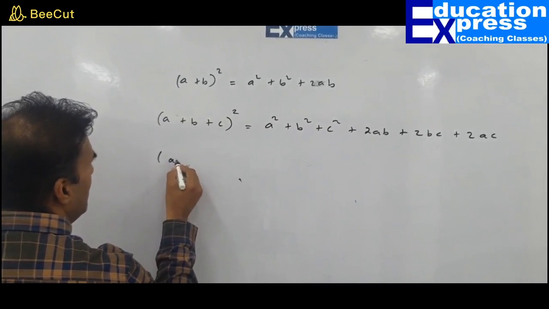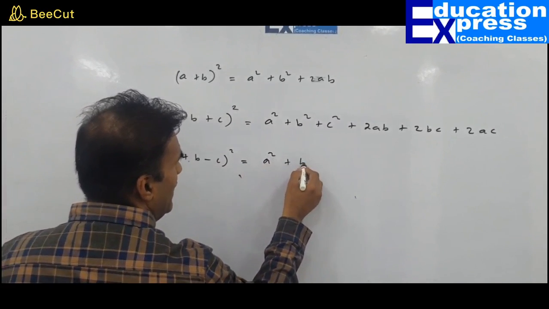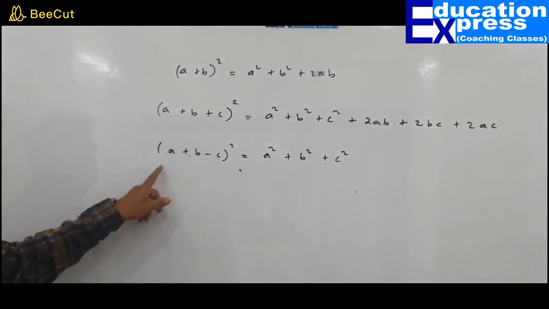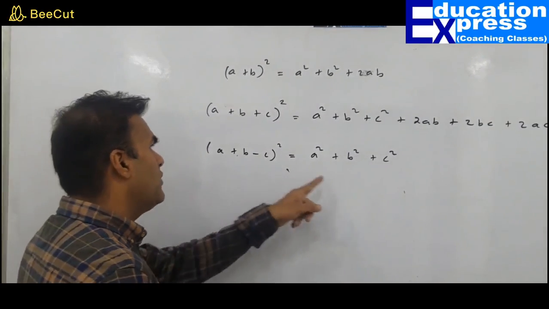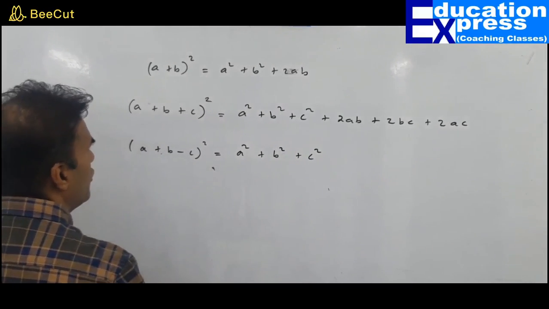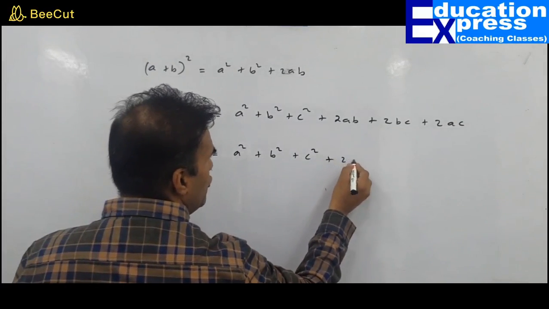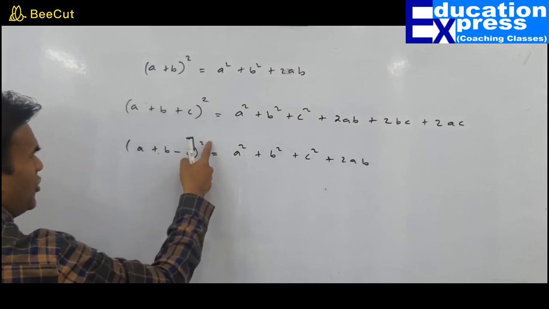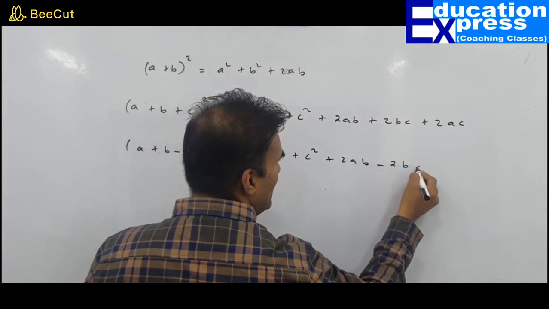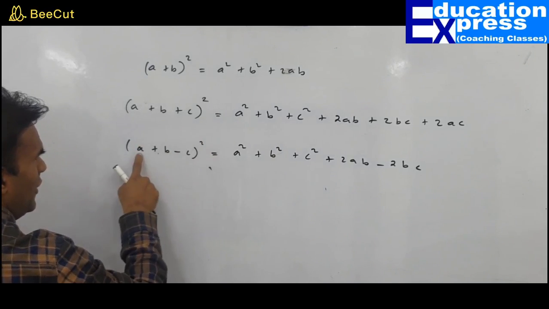In case this would have been a plus b minus c the whole square, again it will be a square plus b square plus c square. Now after writing the first three terms, which are square terms and so have to be positive, we need to decide what exactly would come into the fourth term. It will be 2 into a into b, so plus 2ab. After that 2 into b into minus c, so it will be minus 2bc. After that it will be 2 into a into minus c.